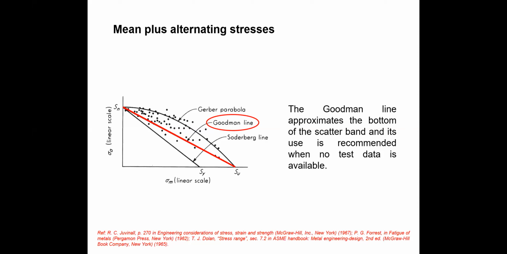Even though it is conservative, this is the better way, which you can see when we do the calculation with the factor of safety and other things. We already proved it. With this line, all of the failures are above it. That's why it is called a conservative theory. But even though it is a conservative theory, in practical terms the Goodman line is the better one.